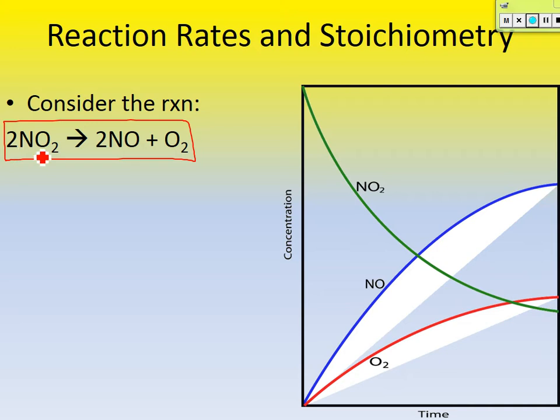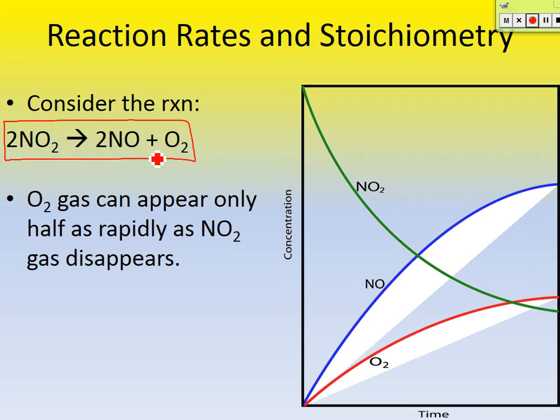Yeah, it's a reactant, and this reactant is going to disappear over time. Why are the blue and the red lines going up or have a positive slope? Well, because they're products, and over time the products are forming, and so they're going to have a positive slope. But let's look at it a little more closely. If you look here, oxygen gas can appear only half as rapidly as nitrogen dioxide gas disappears. So if you look here, the nitrogen dioxide has a really steep slope, but it's negative.